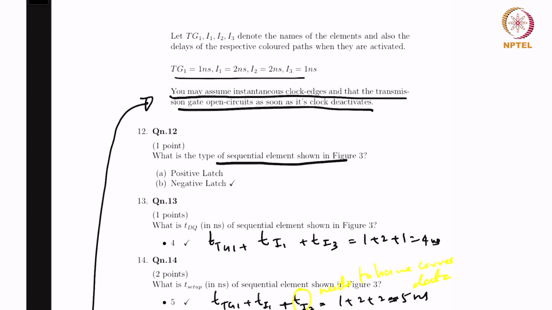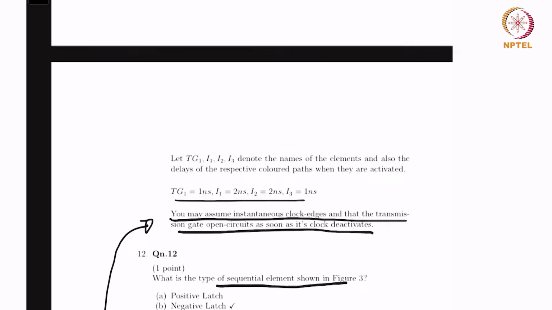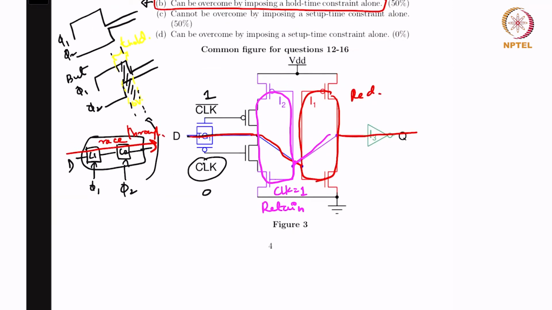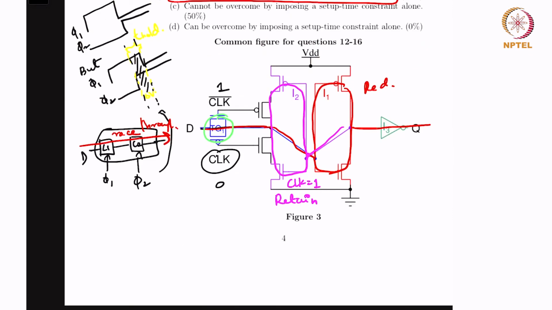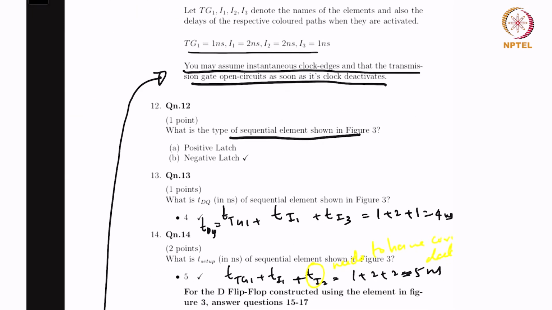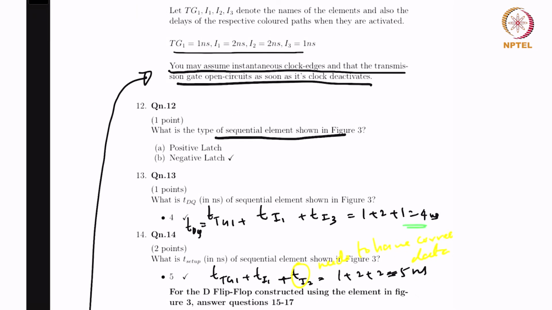What is TDQ of the sequential element shown in figure 3? So the TDQ here is TTG1 plus TI1 plus TI3, which is basically this one plus TI1, as in it goes this way, TI1 and TI3. 1 plus 2 plus 1, which is 4 nanoseconds. Now what is the T setup of the sequential element?